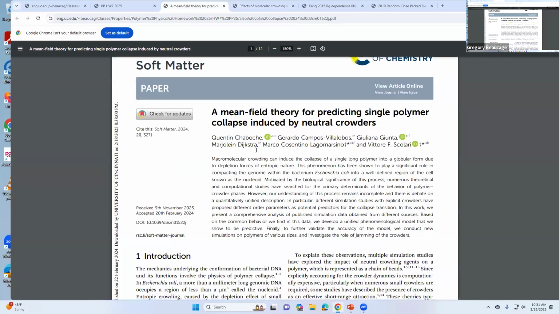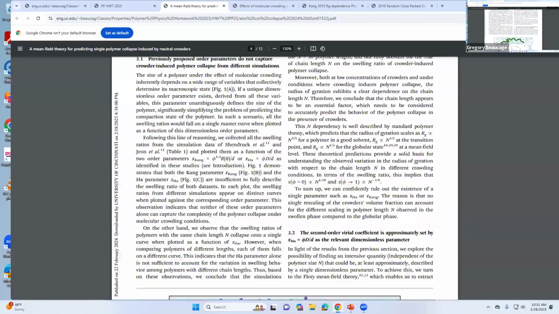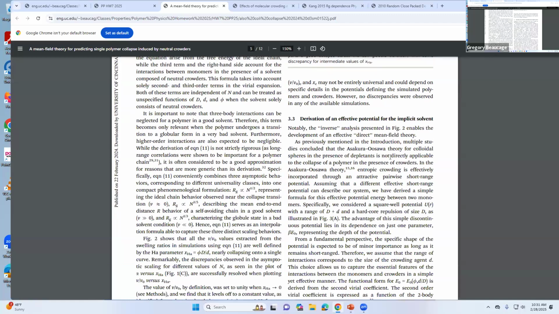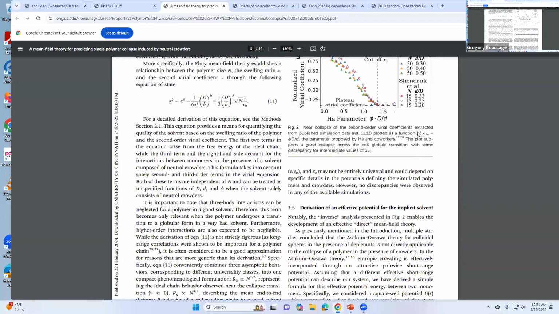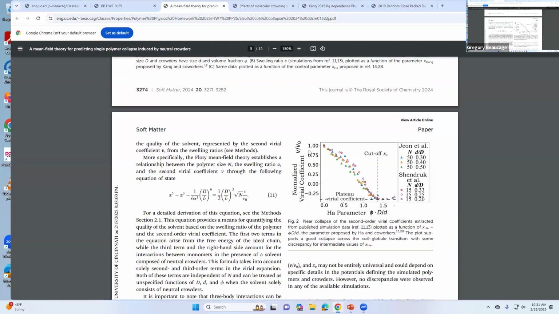So for instance, his main point of contention is that Ha comes up with a theory. I'm kind of more of a Ha fan. Ha comes up with a theory, he doesn't call it the Ha parameter, but Chambouchet does. And then, is this figure 1?